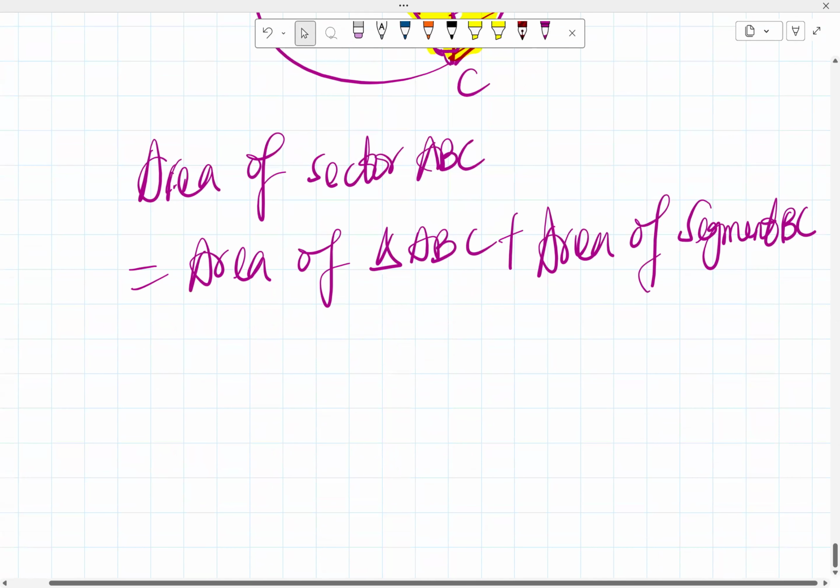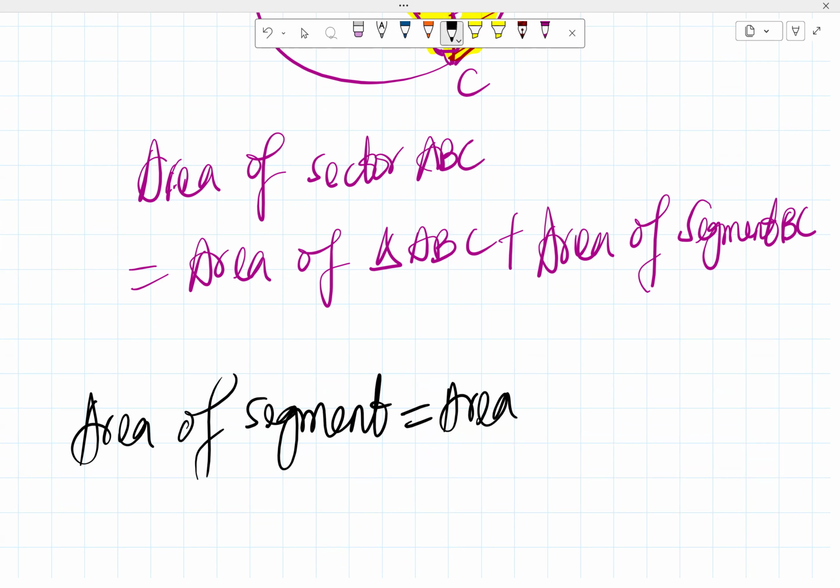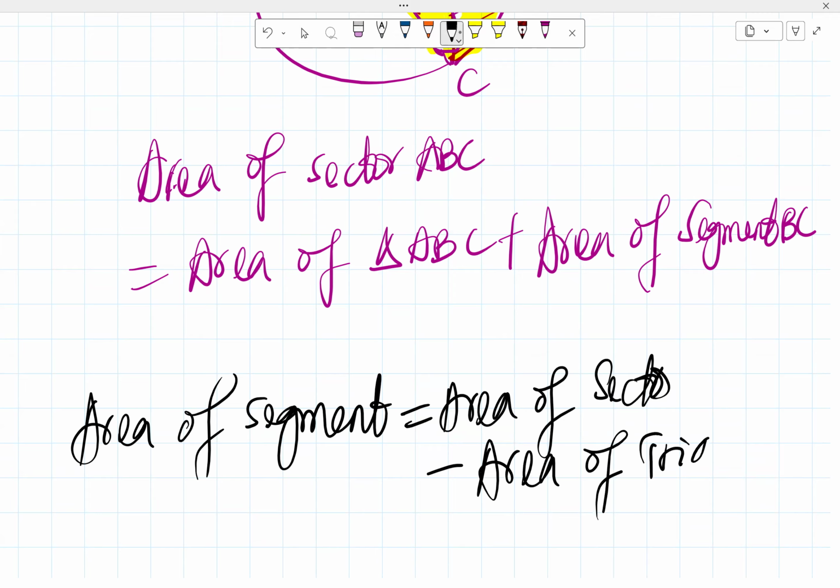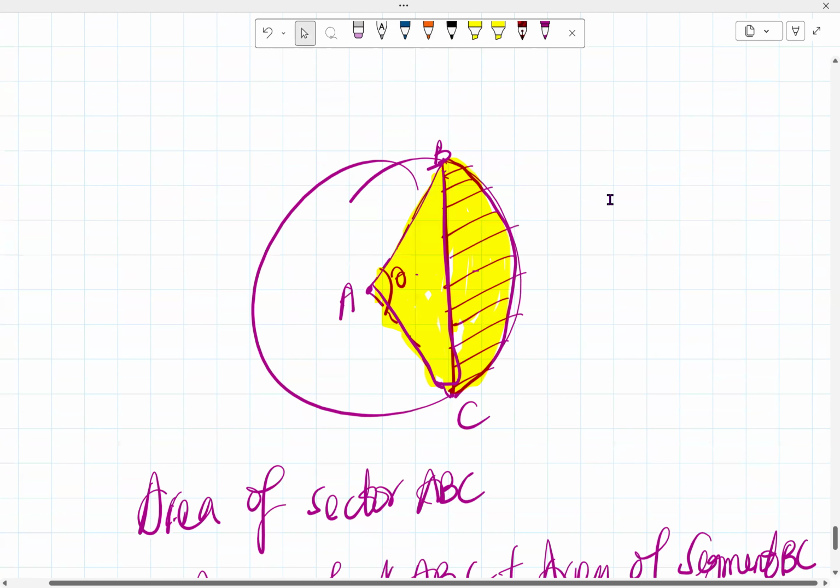So it means that at the end of the day, we see that the area of segment is simply the same thing as area of sector minus area of triangle. Very important. So that idea can help us. Find the area of the sector, find the area of the triangle, subtract the area of the triangle from the area of the sector, and it makes sense.